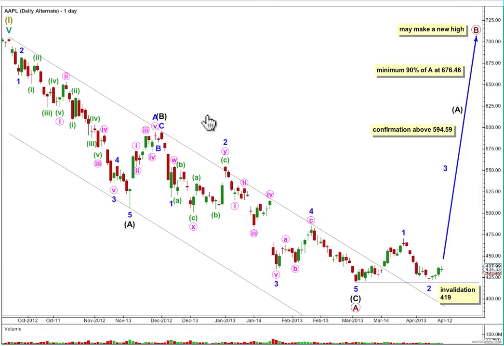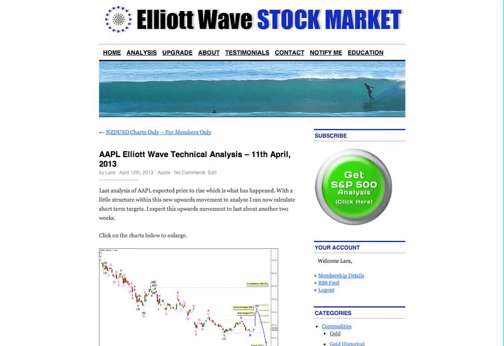This remains my alternate wave count on the daily chart. I'll only consider it if it's confirmed with movement above 594.59. I'm not going to spend any more time on that one in this video today. It's covered in previous videos quite clearly.